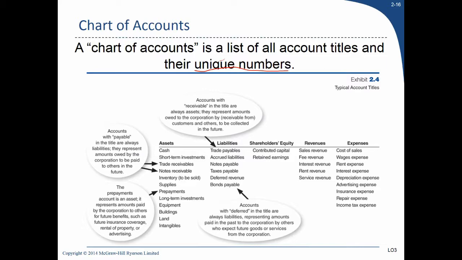The chart of accounts will just be a big list of every account that we're using in the system. Not every company will use all of these assets, liabilities, shareholders' equity, revenue, and expense accounts. But they'll often use very, very similar names. Cash, short-term investments, trade receivable, note receivable, inventory, supplies. These are all very, very common words.